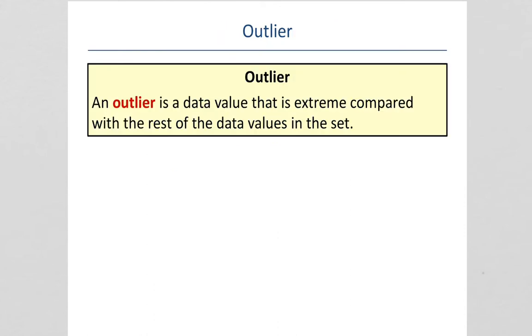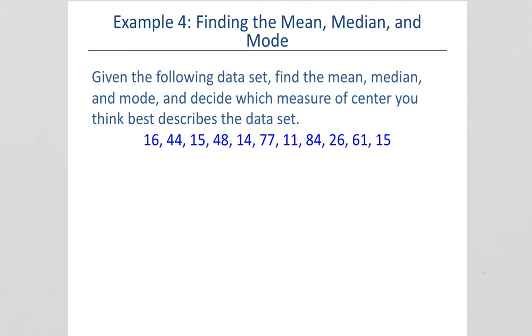An outlier is a data value that is extreme compared with the rest of the data values in the set. Like if you have a set with 1, 4, 3, 6, 7, and then all of a sudden you have another value that's 100. Then 100 would be an outlier because it doesn't look like any of the others. Sometimes you'll use an outlier in your calculations and sometimes you won't. It just depends on what you're looking for.